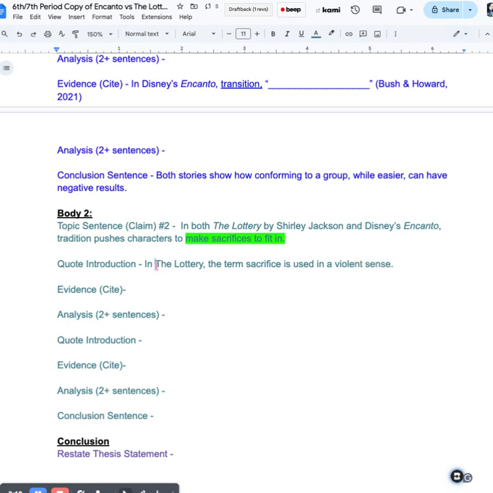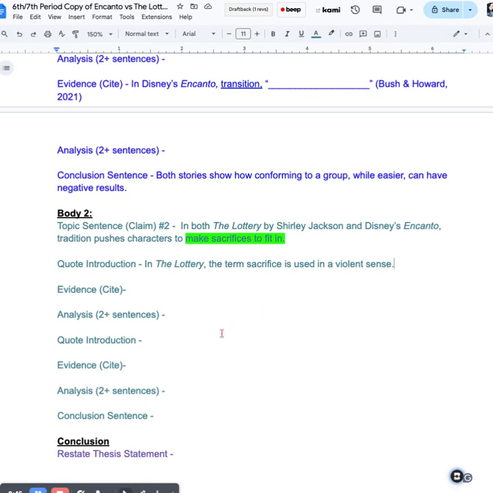So we need to italicize The Lottery because, again, that's our story. Like I said previously in every single video up to this point, you do not have these controls like I do because I'm on a MacBook and you're on an iPad. But up here in the top corner of your iPad, you'll have an A. Click on the A, highlight the word you're trying to italicize, and then click the I. It'll look just like this. You'll even see the bold and underline options next to it, but you just want to italicize, which basically means that you are tilting the words to the side because that's our story title. So in The Lottery, the term sacrifice is used in a violent sense.